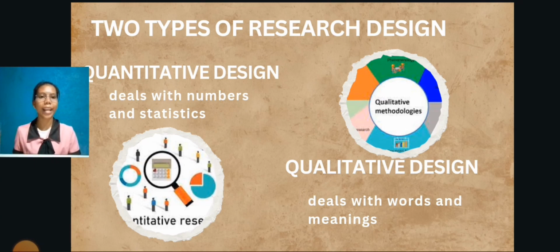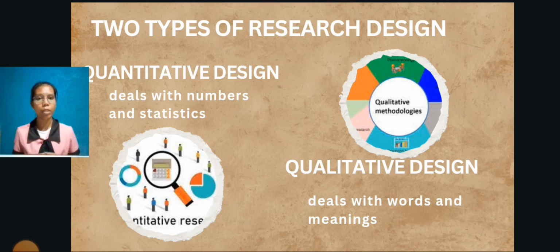The second one is the qualitative design. Qualitative design deals with words and meaning. It collects and analyzes numerical data. The quantitative data is non-numerical data, while the qualitative data is numerical data such as statistical techniques. In qualitative data, it focuses on the understanding and complexity of human behavior and experiences.